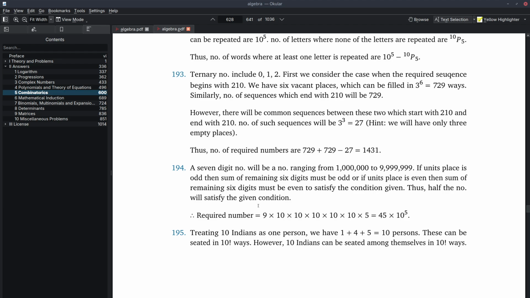So the required number of ways to fill this is: the units position can be filled in 9 ways, 1 through 9. The remaining positions can be filled in 10 ways each, but for the last one we have multiplied with 5 because there will be half the numbers. So the total would be 45 multiplied by 10 to the power 5.